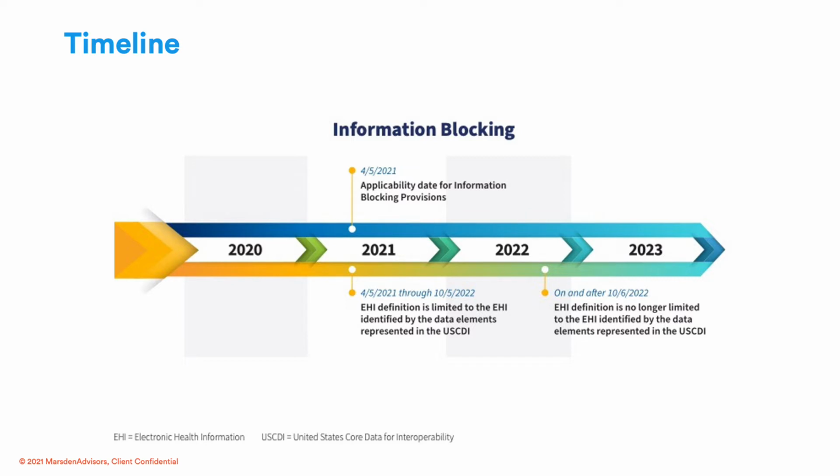On and after October 6th, 2022, the definition of EHI is expanded to include all health information contained in an electronic record. Although today is technically the compliance deadline, HHS has not yet published an enforcement rule. Because of this, they will exercise enforcement discretion in cases of information blocking. So you still have time to evaluate your practice's workflow and procedures related to information blocking and ensure that you have taken the necessary steps to comply with this rule.